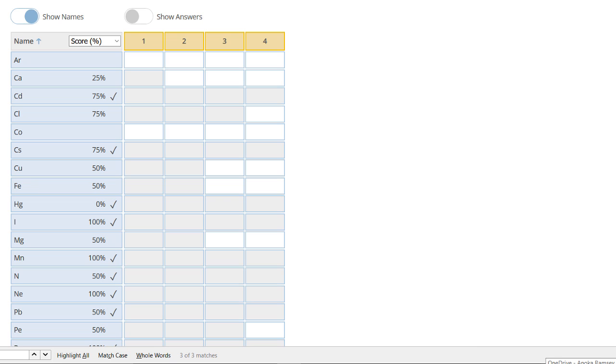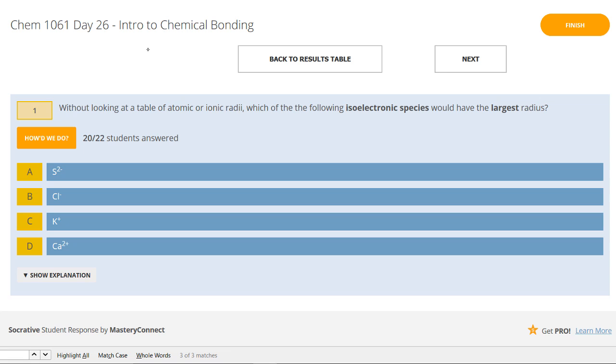So let's take a look at the Socrative app questions as we came in here today and see how we did. Question number 1 says, without looking at a table of atomic or ionic radii, which of the following isoelectronic species would have the largest radius? And what does isoelectronic mean?